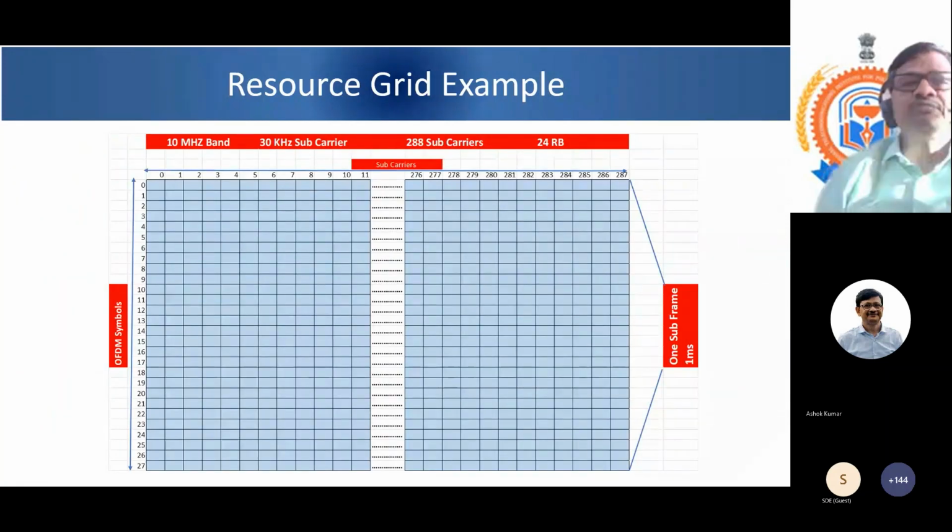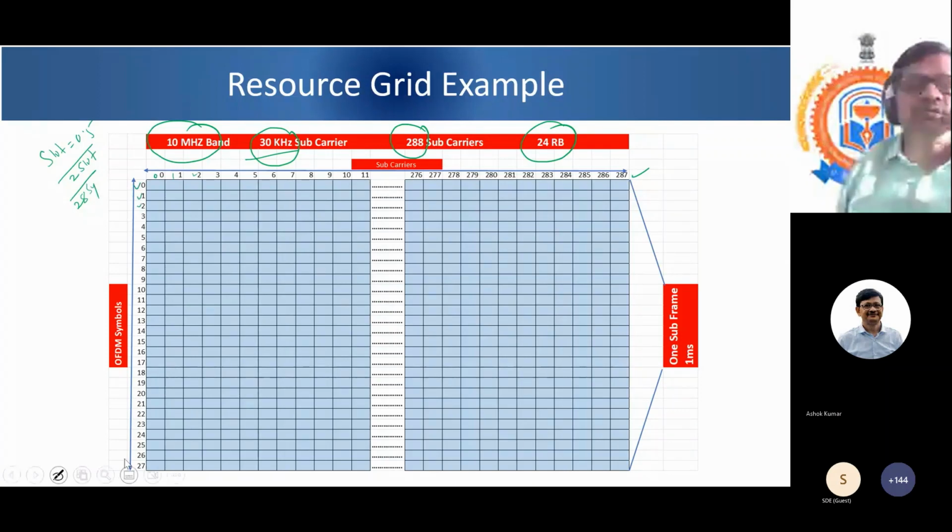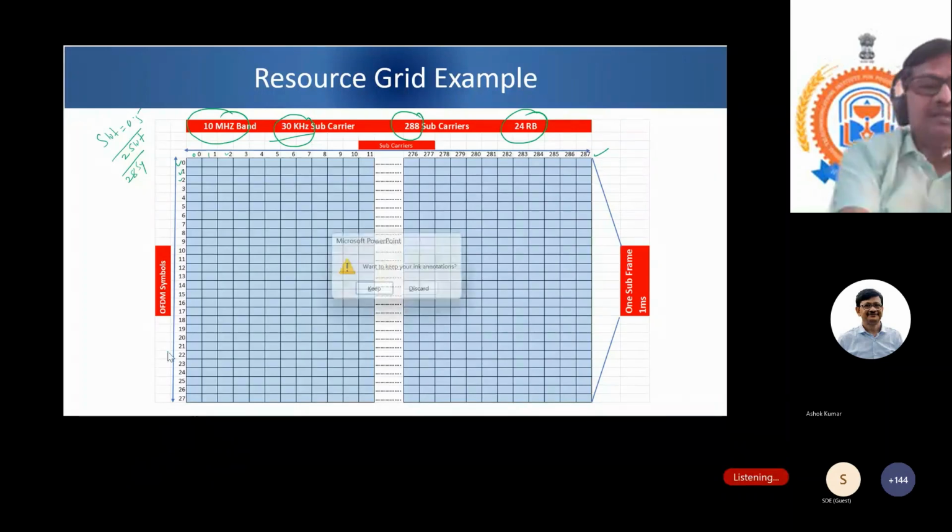Then suppose you have 10 megahertz and are using 30 kilohertz subcarrier spacing. If you divide this, you'll get 288 subcarriers, that means 24 RB. So your subcarriers are from 0, 1, 2 up to 287. But since you are using 30 kilohertz, your slot size will be 0.5 millisecond, so you'll have 2 slots in 1 millisecond. That means you can accommodate 28 symbols, so my symbols are 0, 1, 2 up to 27. My resource grid will look like that.